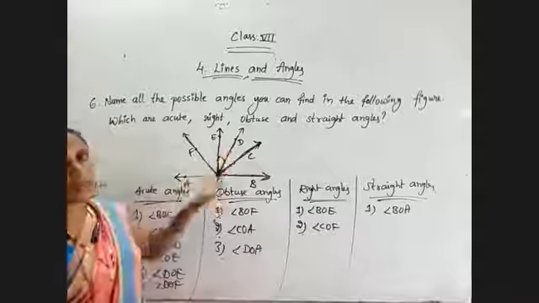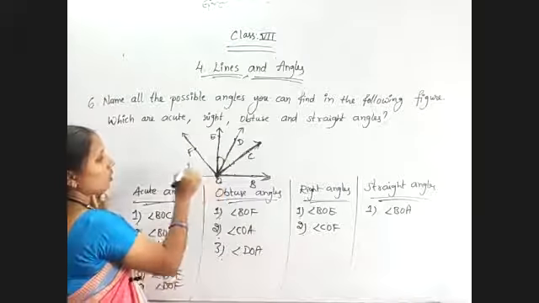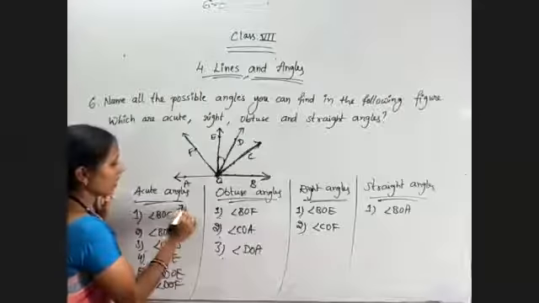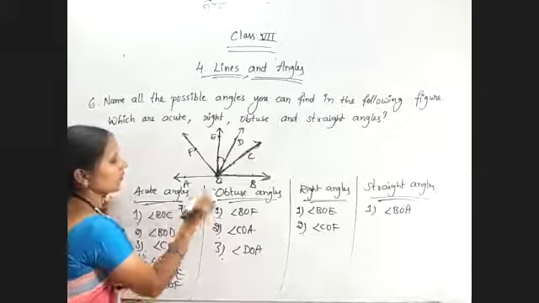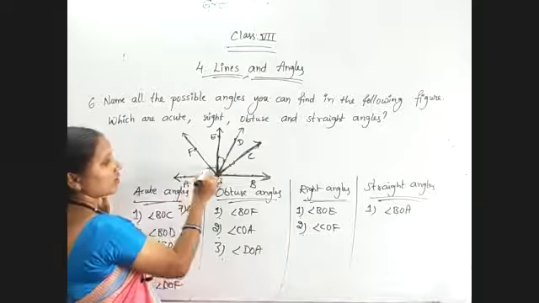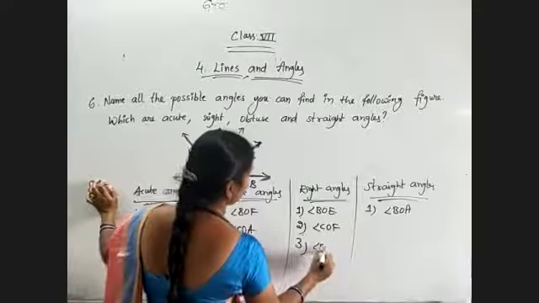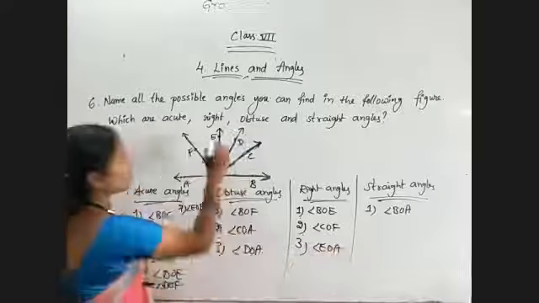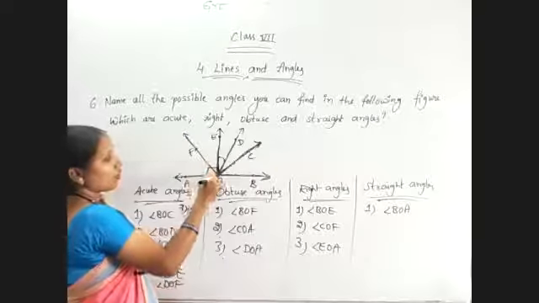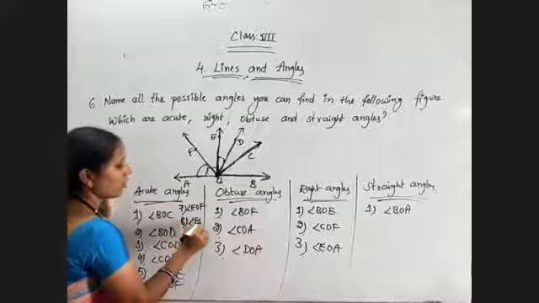Finished, ray OD finished. Now take base as OE. Angle EOF, acute angle. So acute angle, angle EOF. And EOA is which angle? 90 degrees. So right angle, angle EOA. Now EO finished. Take the ray OF as base. FOA. Acute angle. So angle FOA.